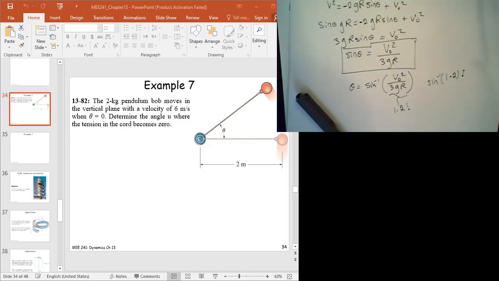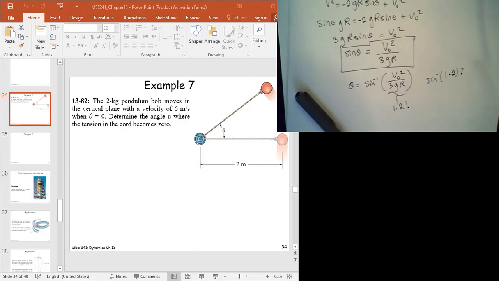It doesn't exist, exactly. So how would you interpret that physically? This outcome is impossible to happen. If we go back to our example, the tension never becomes zero, exactly. And your initial velocity is too much. So by the time it's at the top, it's impossible.